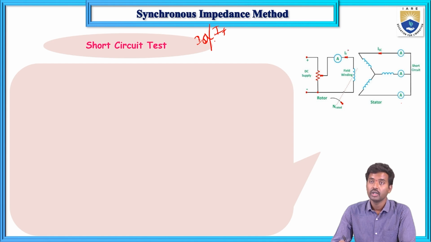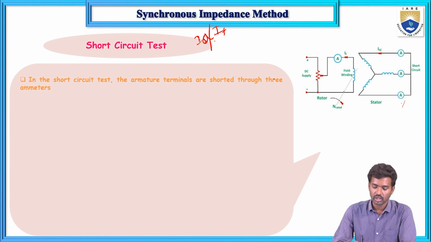As we saw in the open circuit test, it is the same setup here, but the only difference is we replace the voltmeters with ammeters, and it is short circuited. All the second ends are connected into one. This is the star, this is the field winding on the rotor, and this is the stator setup. Now see the short circuit test: armature terminals are short circuited through the ammeters. In the open circuit test, the armature terminals are open circuited and the voltmeters are connected across the armature winding terminals.